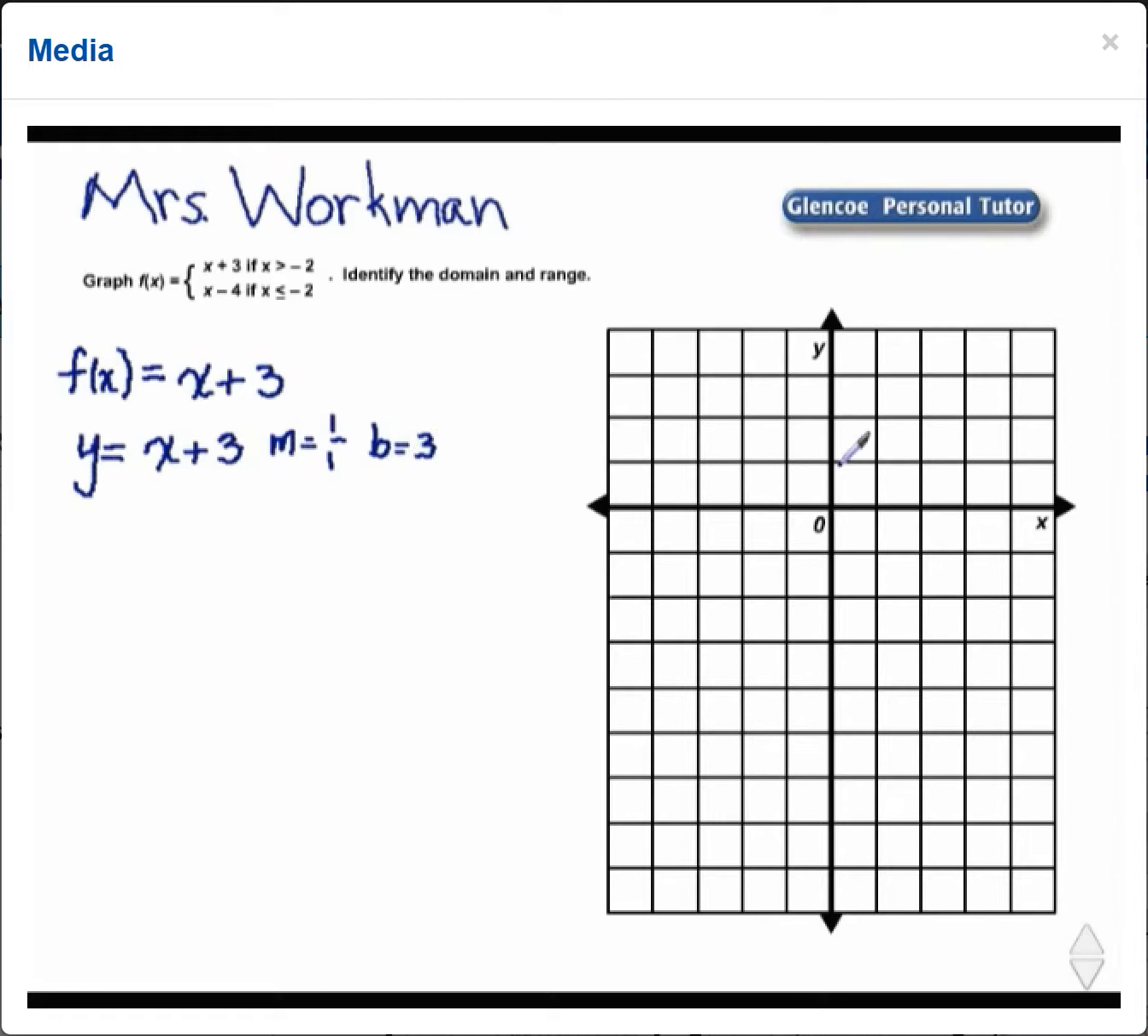So the y-intercept is right here, and a slope of, let me go and use a different color here. Here we go, so you can see a little bit better. Here's the y-intercept, and the slope is 1 over 1, so that would be 1 up, 1 to the right. And if we draw the line that has that slope and that y-intercept, it's going to look like this.